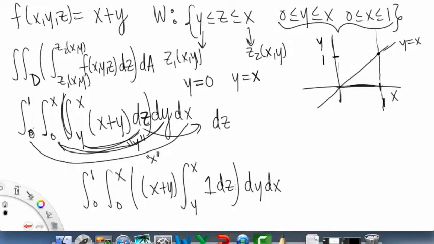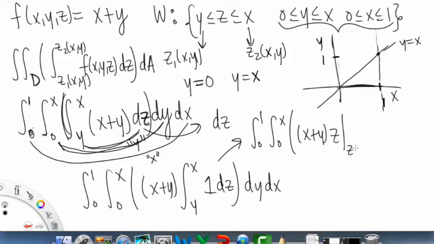And then from here, now we can just integrate like normal. So we get, I'll write it up here so I can save some space, 0 to 1, 0 to x, and then we have x plus y times z, as z goes from y up to x, all right? And then we have our dy dx here. All right, so I'll continue this on the next slide.